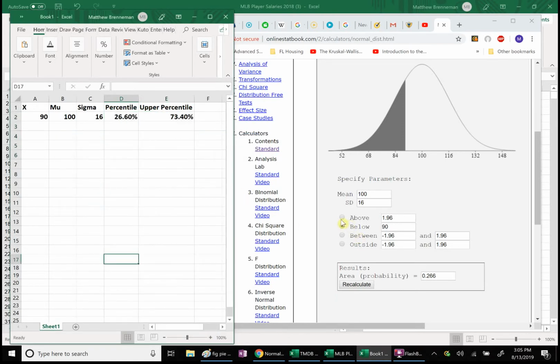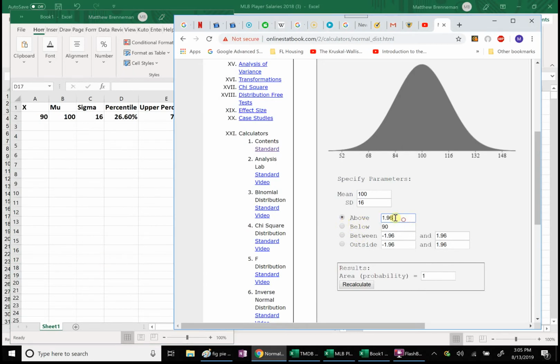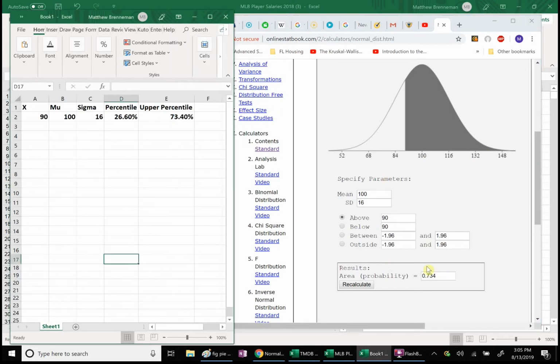And of course, if I did hit this here and I did 90, what you would see now is the area above the value. So you see the area in the right-hand tail. And sure enough, you see that value is around 73.4%. Okay. So upper percentiles are areas in the right-hand tail. Percentiles are areas in the left-hand tail.